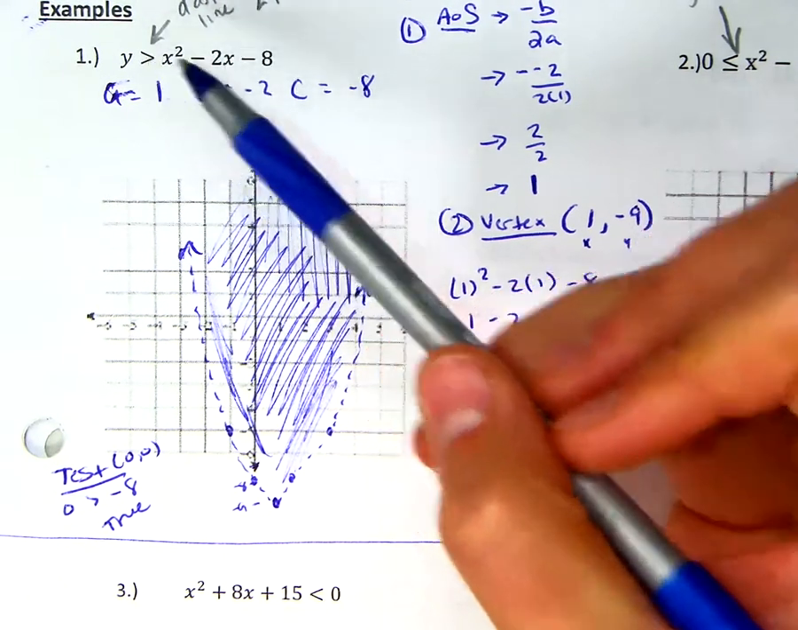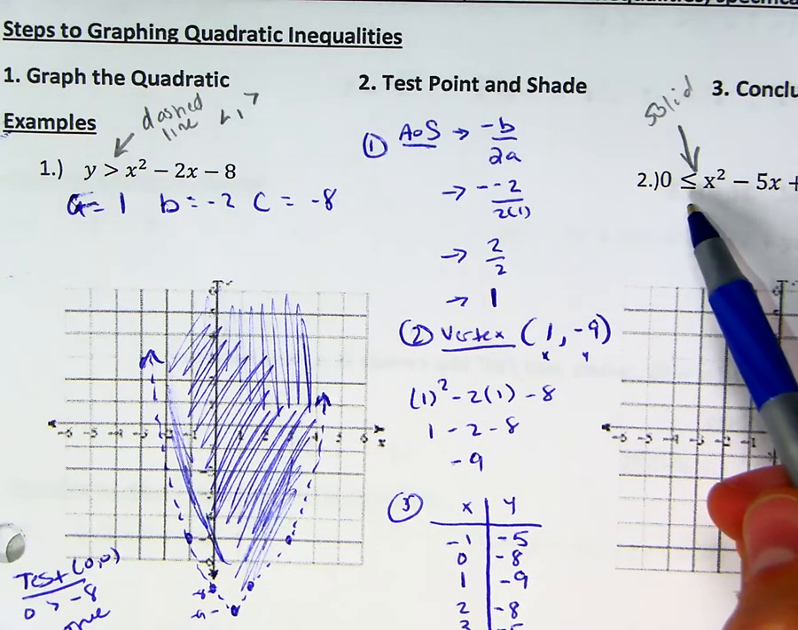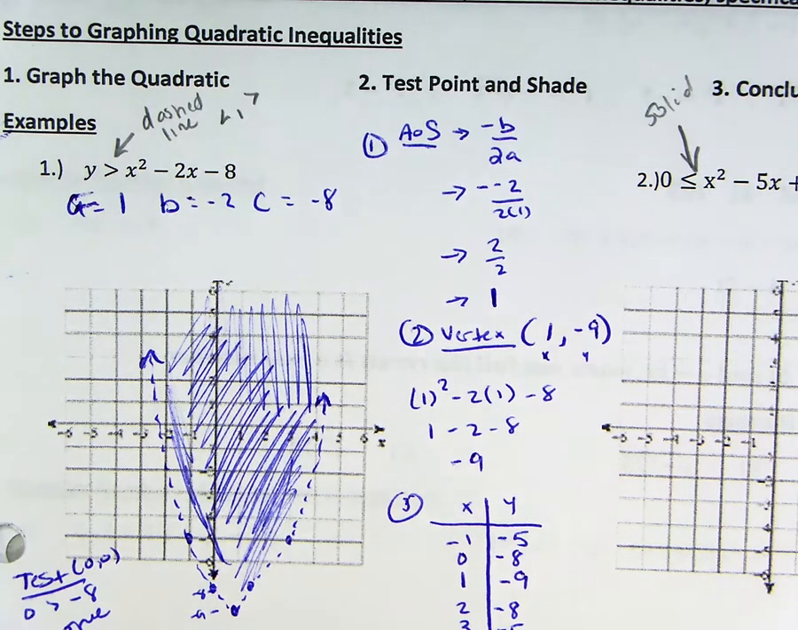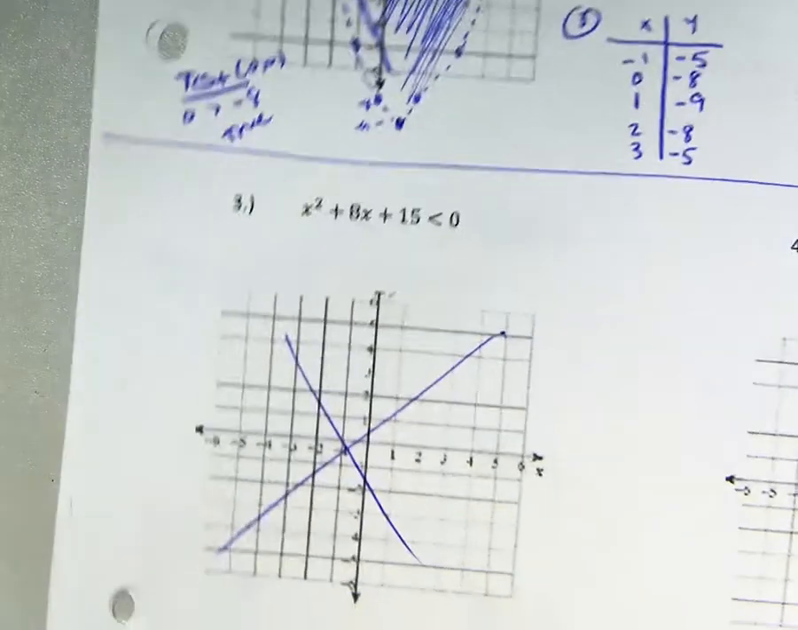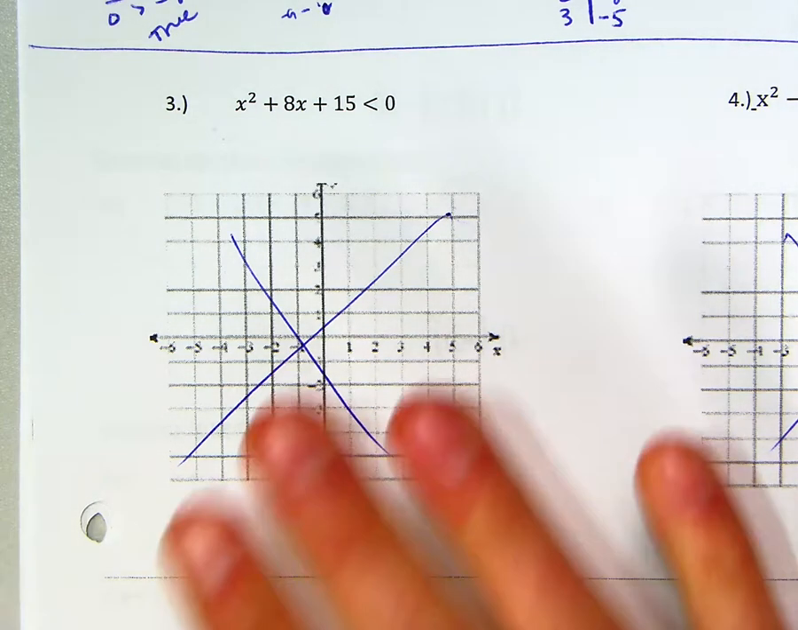Because it's just a greater than or a less than, it's dashed. If it's a greater than or less than or equal to, then it's solid. Now, another part that you are going to have in any sort of assessment is, you won't have to graph it, but it's going to say solve it and then graph the solutions. So we don't have to do any graphing.